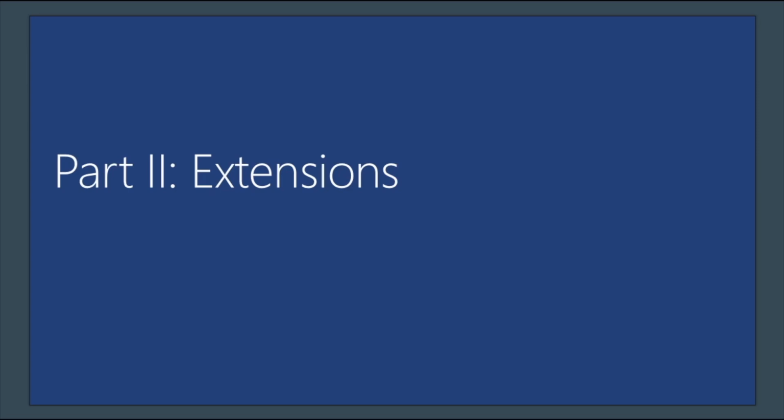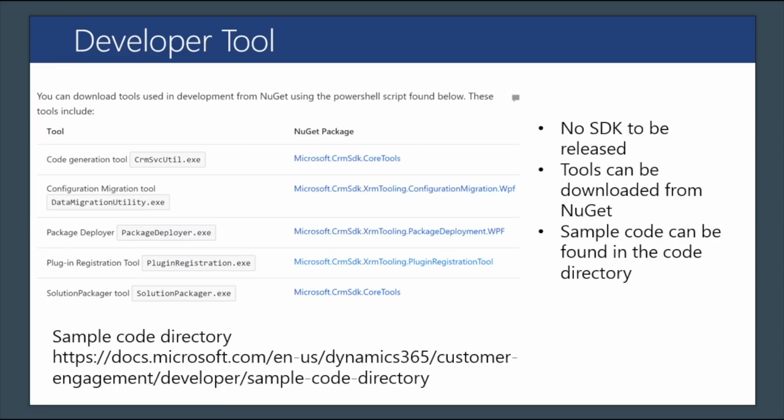Now, we're going to talk a little bit about extensions and how you can extend functionality within the platform and the mechanisms that you can use to do that. One of the things that has changed with our V9 release is that there is no longer a specific SDK package that gets released as a single file that you then download and unzip and put within your Visual Studio apparatus to do development.